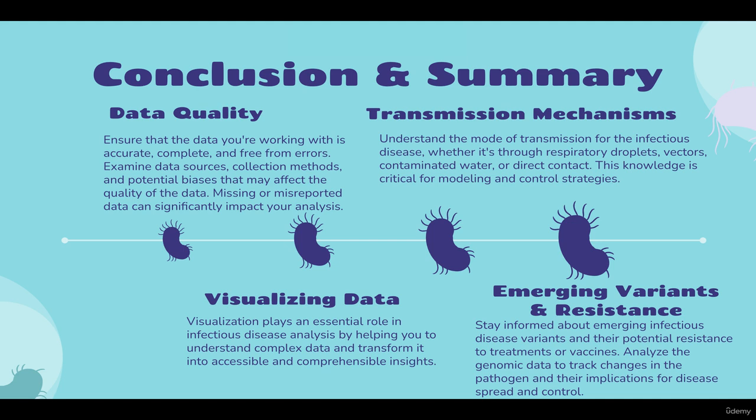Okay, so now let's move on to the fourth one, emerging variants or resistance. You need to stay informed about emerging infectious disease variants and their potential resistance to treatments or vaccines. You need to analyze the genomic data to track changes in the pathogen and their implications for disease spread and control. So if you are really passionate about biostatistics and public health, I really recommend you guys to learn about antigenic variations and also gene mutations, because they're going to help you a lot. They're going to give you a new perspective. Okay, so now let's move on to the next slide.